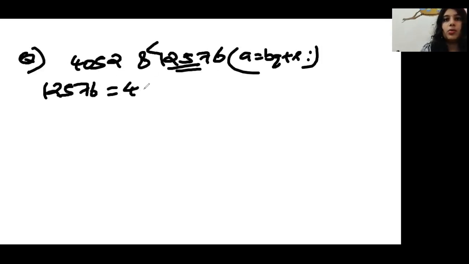12576 is equal to 4052 multiplied by which number? How will we understand which number we can write there? Just look, this is a 5-digit number, this is a 4-digit number. Okay, 3 you leave it.